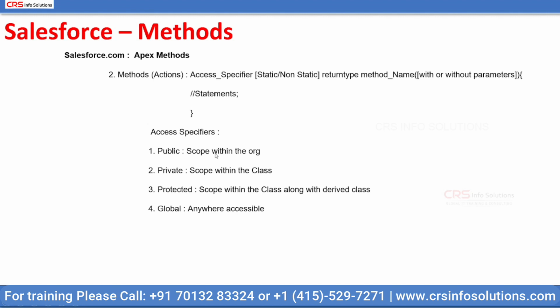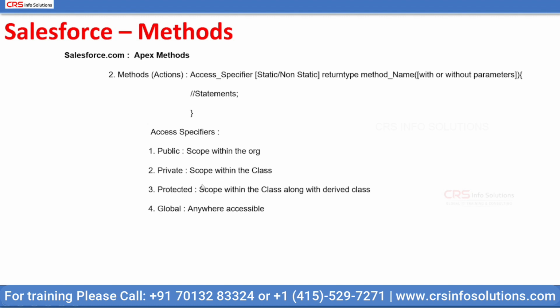So public, in the sense of scope, means it would be available within the org. Those variables you cannot access outside; you can access them within the org, within any classes, but you cannot access them outside the organization. So private means even within the org you cannot access it from one class to another class.